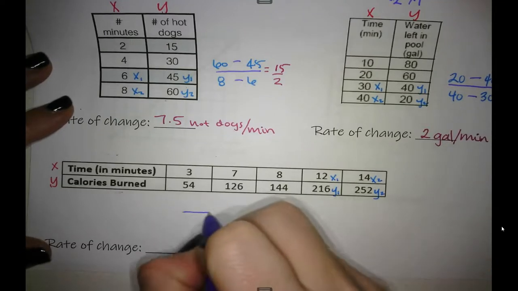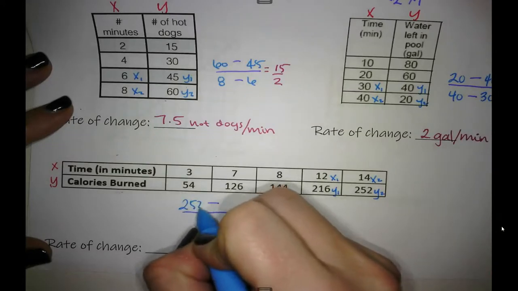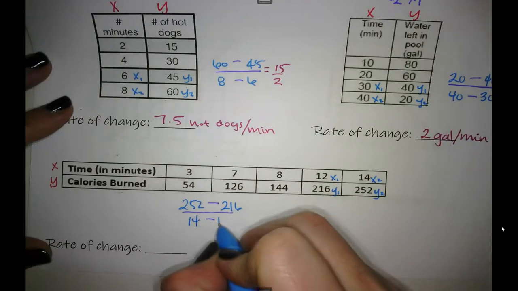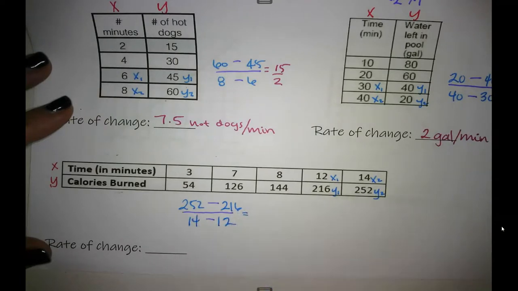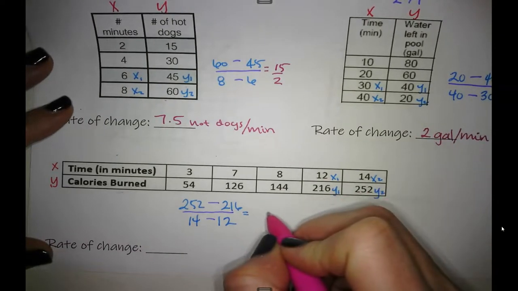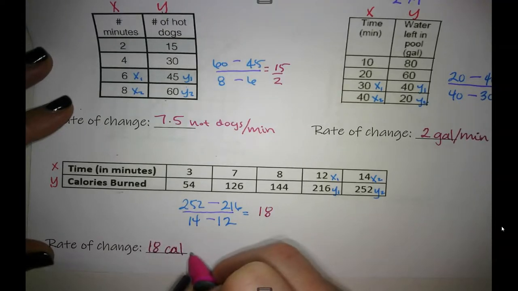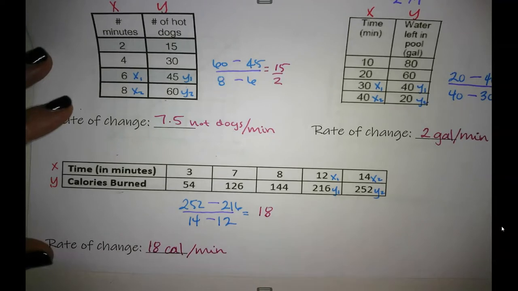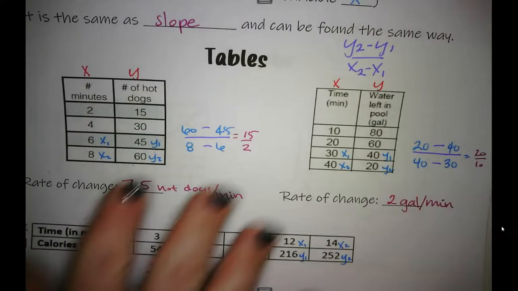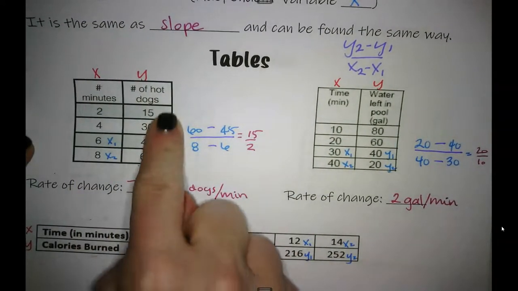Plugging it in to my formula: 252 minus 216 over 14 minus 12. And when I do the math there, that is 18. So we've got 18 calories burned per minute. So that is how we do our tables. We are always doing the y's over the x's.